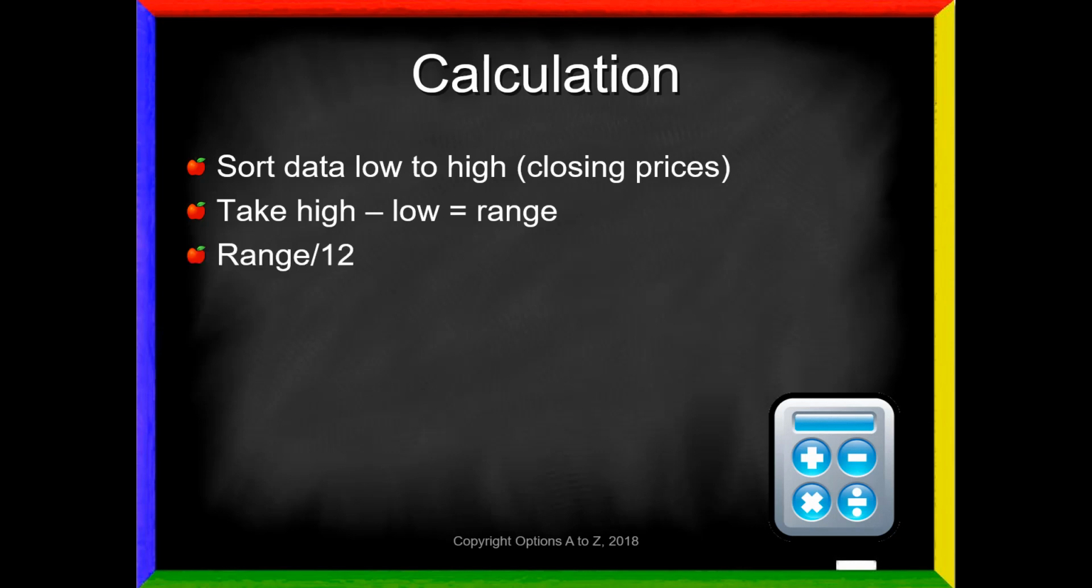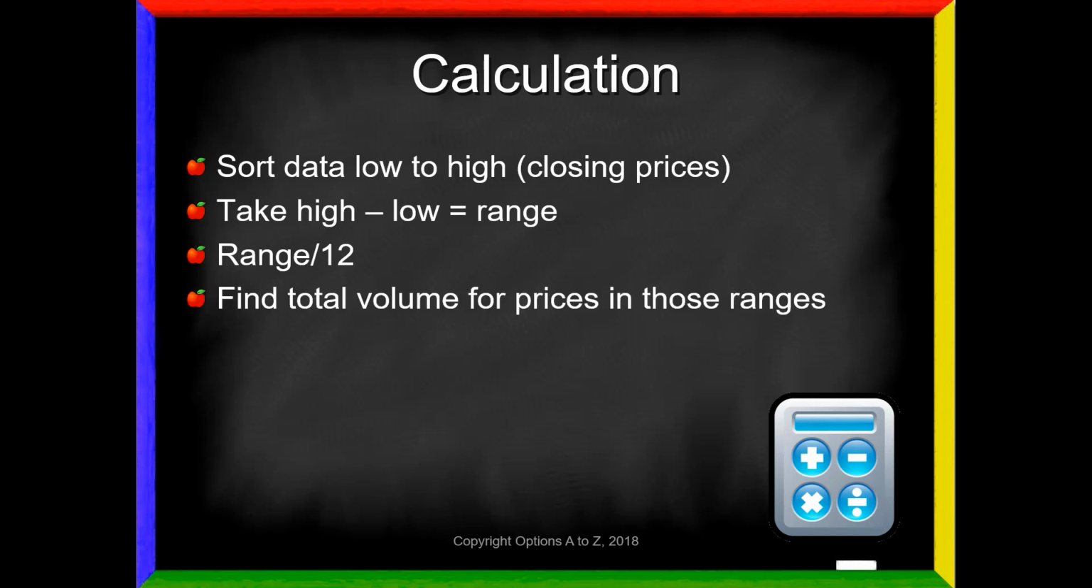And then we're going to take that range and divide it by 12. Why 12? Not really sure. That's just the way that the people who designed this indicator said it should be done. We're going to find out it forms a histogram. There are better ways to do it than by dividing by 12, but that's the way it's done, so that's the number that they chose.